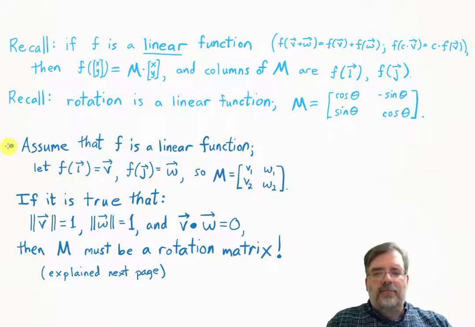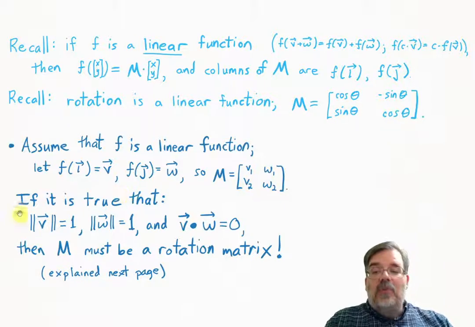Let's assume that we have some kind of linear function, any linear function. And let's say that f of the vector i, let's call that vector v, so let's say that's v1, v2. That's the first column of our matrix. And f of j, let's just call that vector w. That forms the second column of the matrix. And this is always true for all linear functions. We know we can write the matrices.